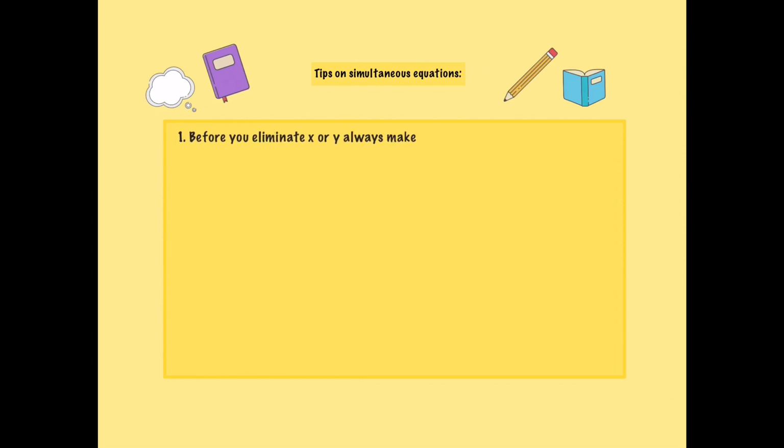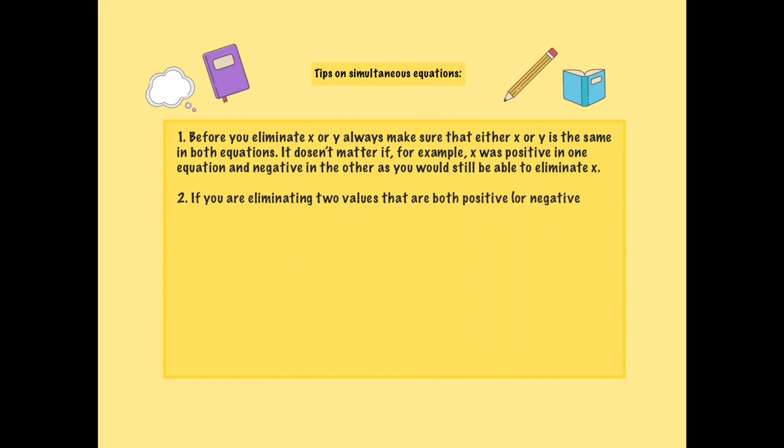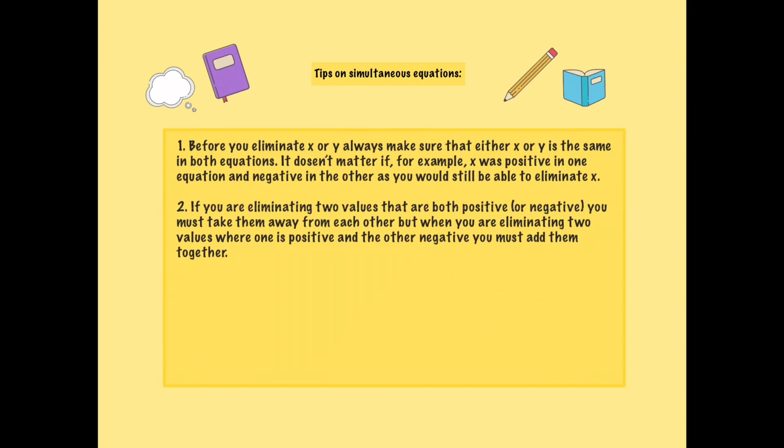To help you, here are some tips on simultaneous equations. 1. Before you eliminate x or y, always make sure that either x or y is the same in both equations. It doesn't matter if, for example, x was positive in one equation and negative in the other, as you would still be able to eliminate x. 2. If you're eliminating two values that are both positive or negative, you must take them away from each other. But when you are eliminating two values where one is positive and the other negative, you must add them together. And 3. Before you do anything, make sure your equal sign, sum, x values and y values are lined up in the two equations.